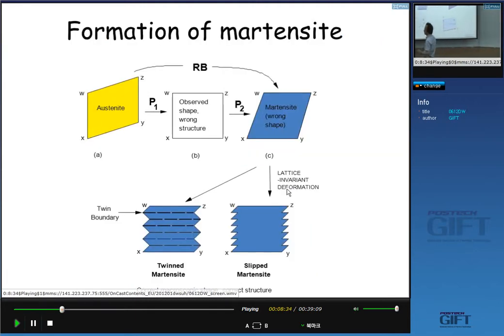In the previous figure, P1 is the shape deformation. P2, actually the inverse of P2, is the lattice invariant deformation. So actually, the lattice deformation which changes FCC to BCC is an invariant line strain, and this is represented by the combination of bain deformation and rigid body rotation. And that can also be factorized into two successive invariant plane strains. One is the shape deformation, what we observe, and the other is the inverse of the lattice invariant shear, which converts the wrong shape into the right shape.